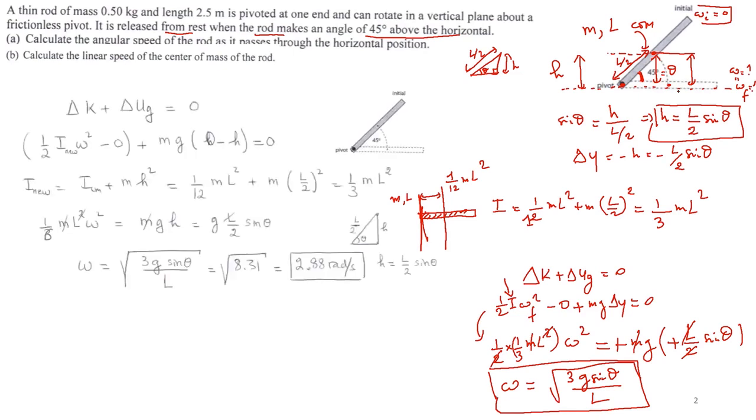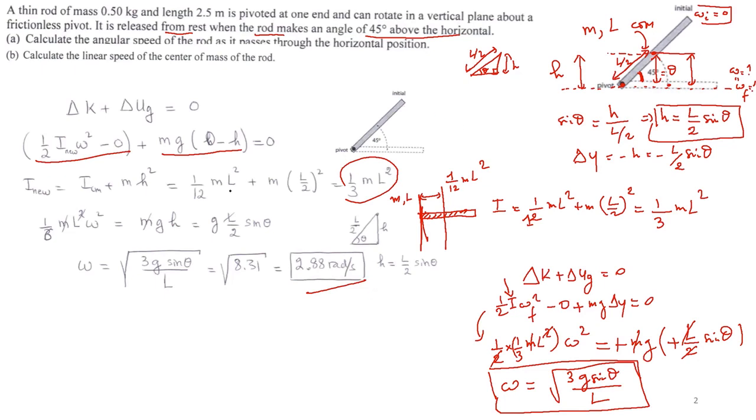Okay. So that's what I explained here. So this is 1/3 of mL squared, the new moment of inertia, and this will be equal to mgh. h is equal to L divided by 2 sine theta. And then you get this, you put your numbers, and you get 2.88 radian per second. Okay. Good.